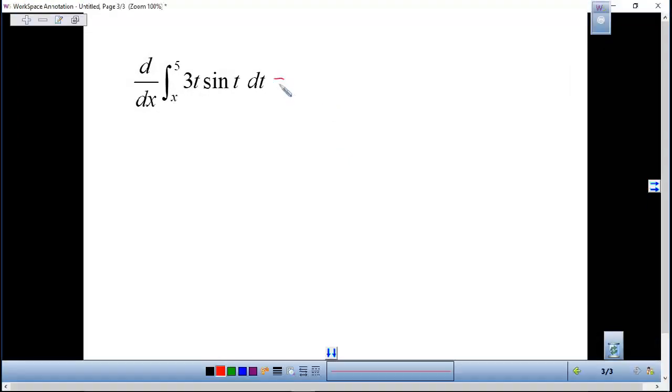All right, now you guys try this one. There's a little trick to it. What do we know about the upper and lower bounds here? Well, the upper and lower bounds are in the wrong place. The upper bound is not the variable that matches this, and the lower bound is not a constant. So we can actually change this by throwing a negative out front. So think about this as negative d dx of the integral from 5 to x of 3t sine t dt.